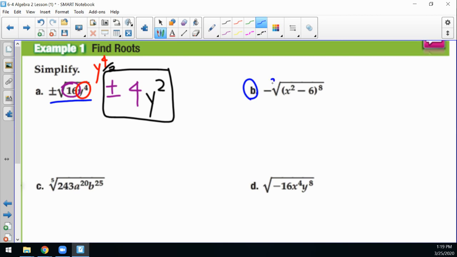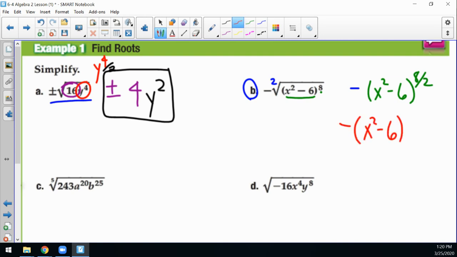All right, let's try letter B. Now we notice again there's a little ghosty 2 there. We know it's negative, so our answer is negative. And the nice thing is this right here is all to the 8th power. So what we can do is just do x to the second minus 6 to the 8 divided by 2. Well, you know what 8 divided by 2 is. It's 4. So our answer is going to be negative x squared minus 6 to the 4th power. That's our answer for letter B.